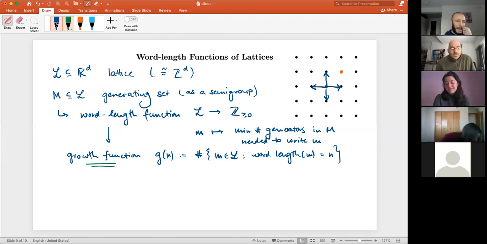If your favorite root system is, let's say, type B, we can draw this here. Then you're looking at the lattice Z to the d generated by all roots of the form plus or minus a unit vector, or plus or minus some unit vector plus or minus another unit vector. Okay, does this make sense?